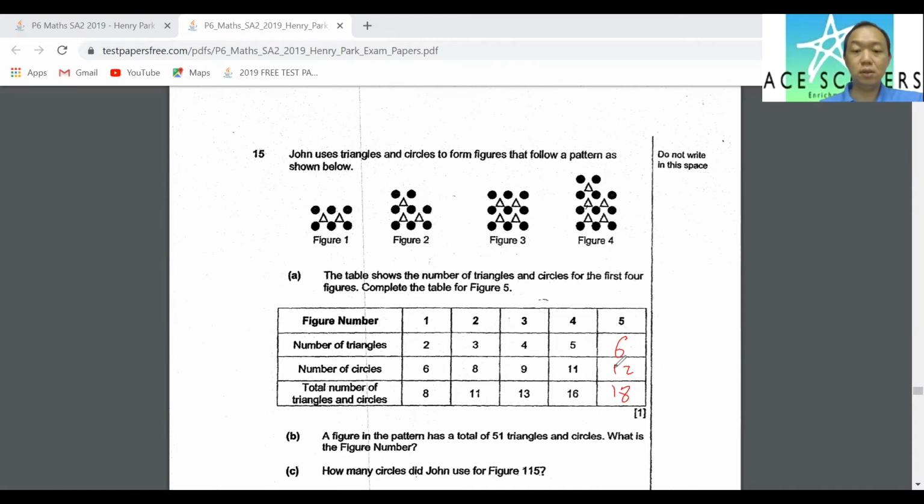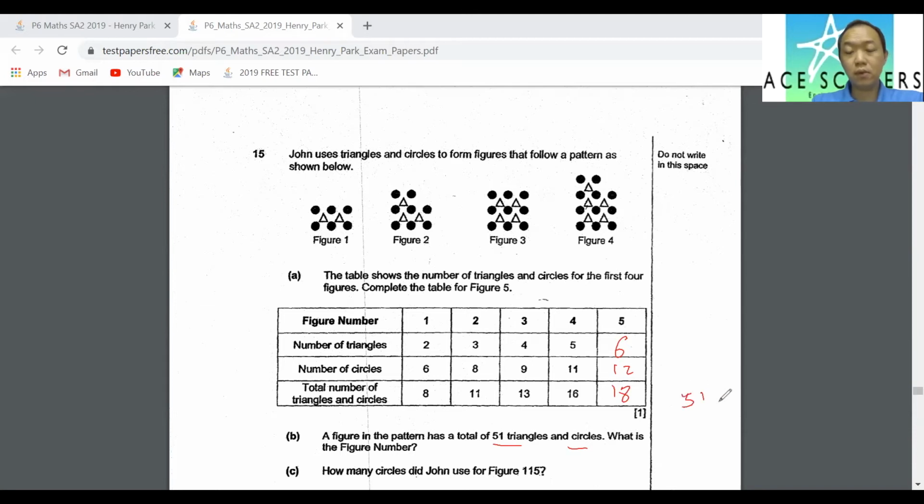What is the figure number? The pattern has a total of 51 triangles and circles. Okay, so total number 51. What is the figure number? Okay, so now I need to find the pattern. 1, 2, 3, 4, 5. 2, 3, 4, 5, 6. Number of triangles, 2, 4. Figure number. Now I have 51.